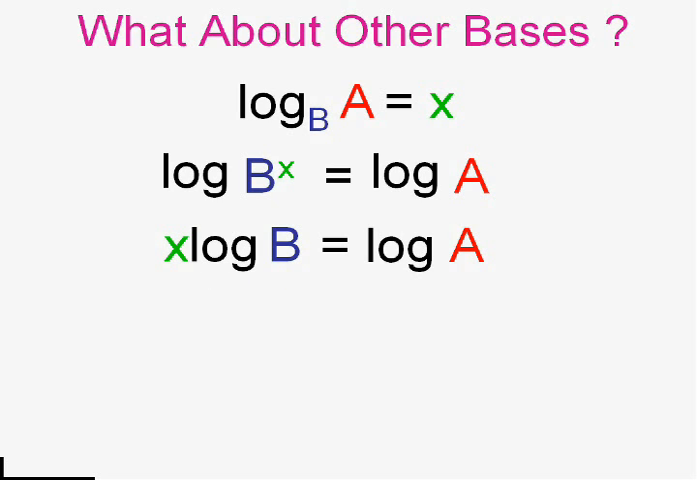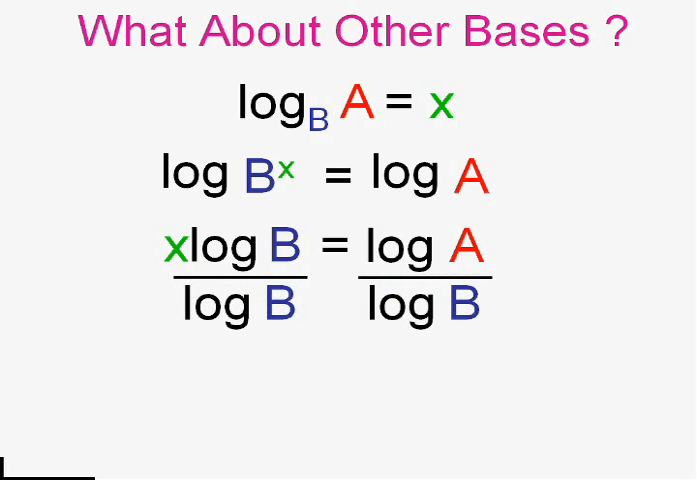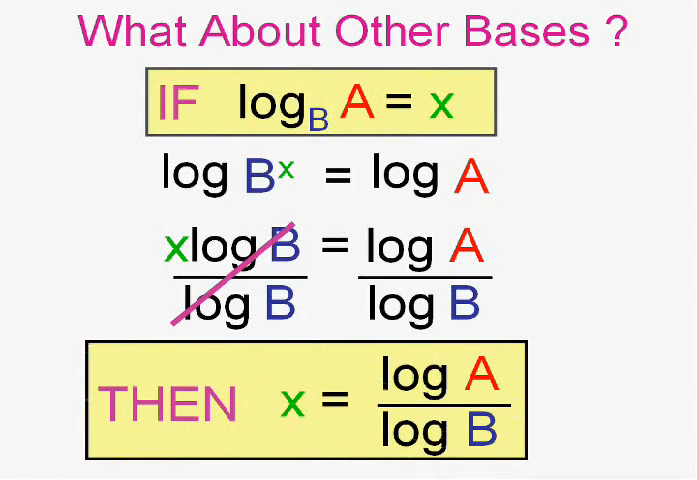Remember the properties of logs? They're the properties of all logs. So I can put that x down in front. And now I can solve for x by getting rid of log of b, by dividing both sides by log of b. So x will equal the common log of a over the common log of b.